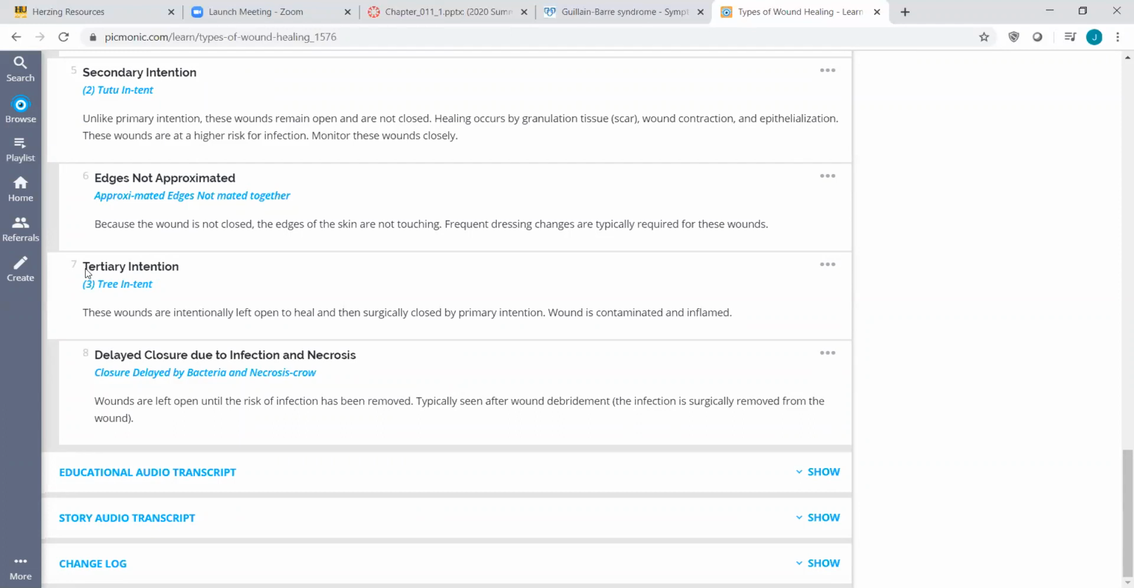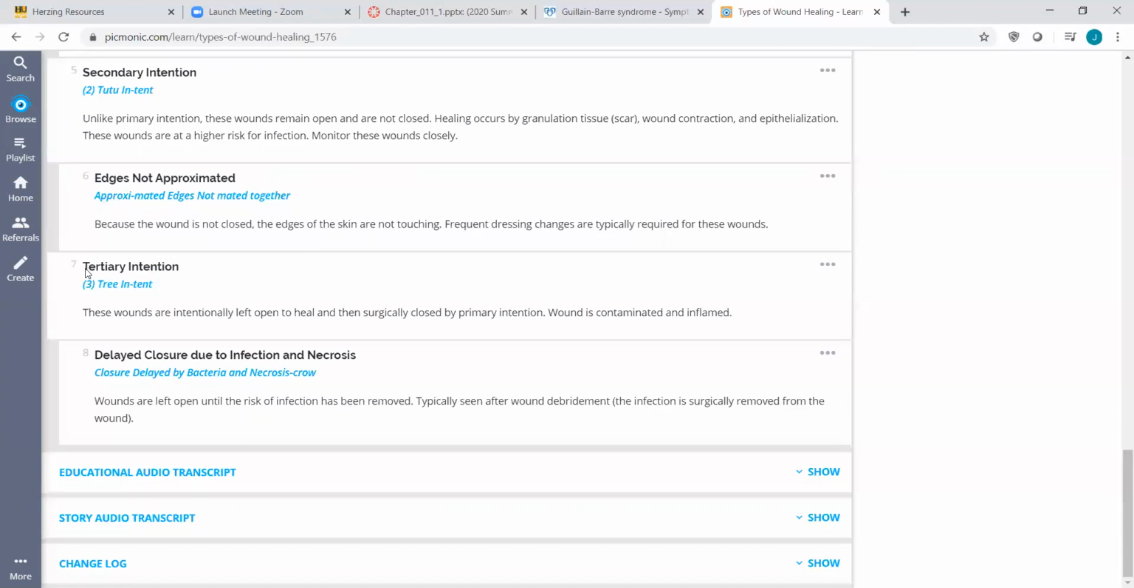Instead of closing up that stump like they normally would, they leave it open so that the infection can drain out, and they're really sure that they got all of this gangrene out of there. So they would bring them back to surgery a few days later and close it up at that point. So that's kind of what tertiary intention is.